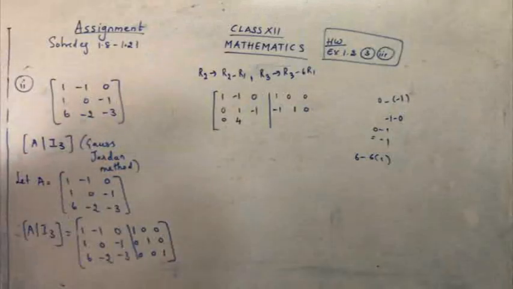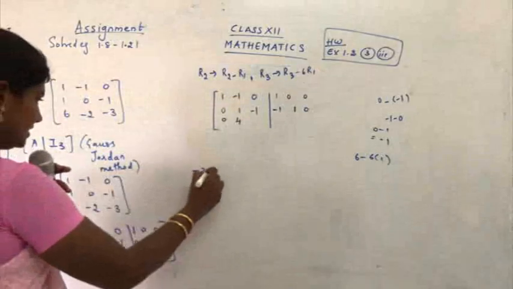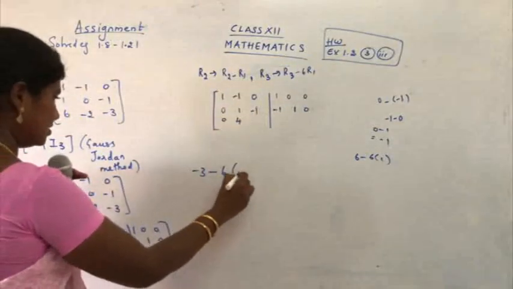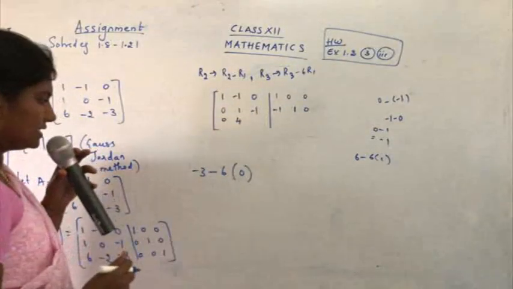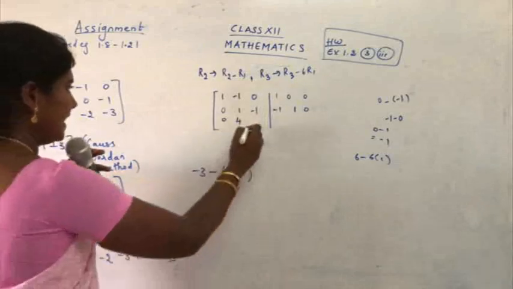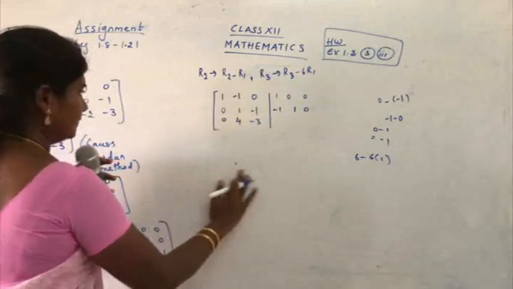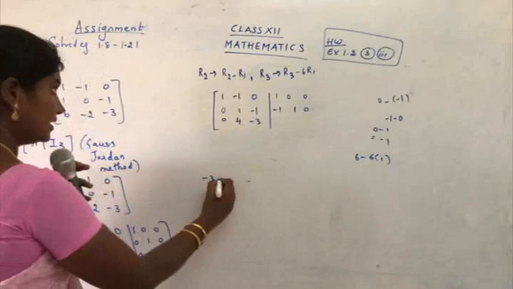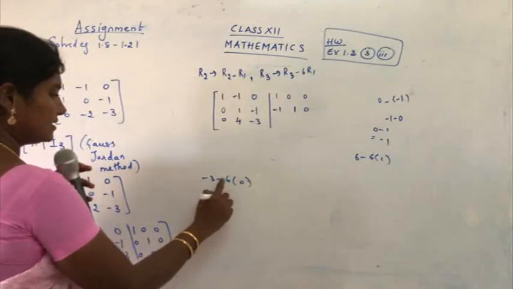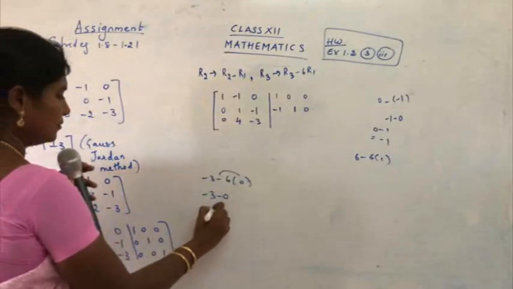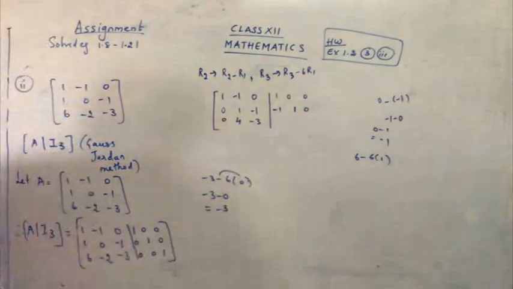Okay, next. Minus 3, minus 6, 0. Minus 3 minus 0, it's minus 3. I'll just keep here minus 3, minus 6, 0. So minus 3, 6 into 0 is 0. So the answer is minus 3.